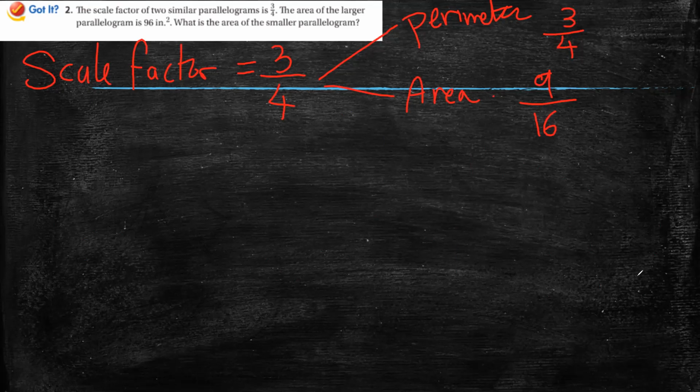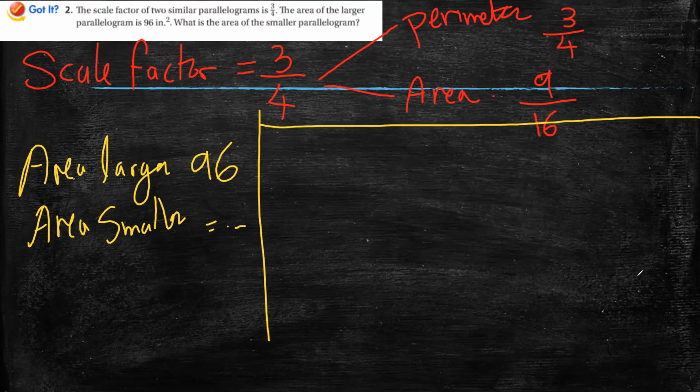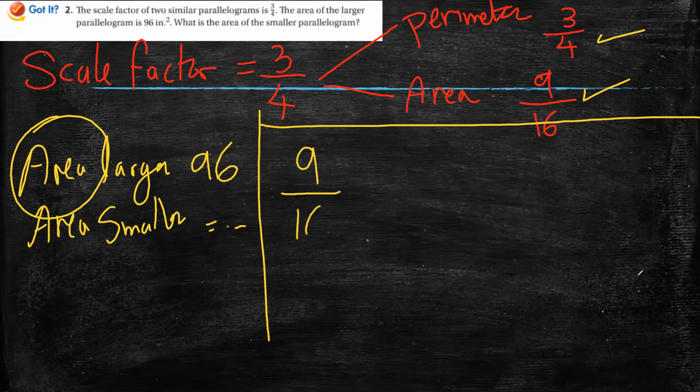Then now, the area of the larger parallelogram is 96. So the area of the larger is 96. Find the area of the smaller. So why did I write this? Because I want you to be careful when you choose the ratio. Here he told me the word area. So which ratio should I use? 3 over 4 or 9 over 16? 9/16. Thank you. I will use 9/16.